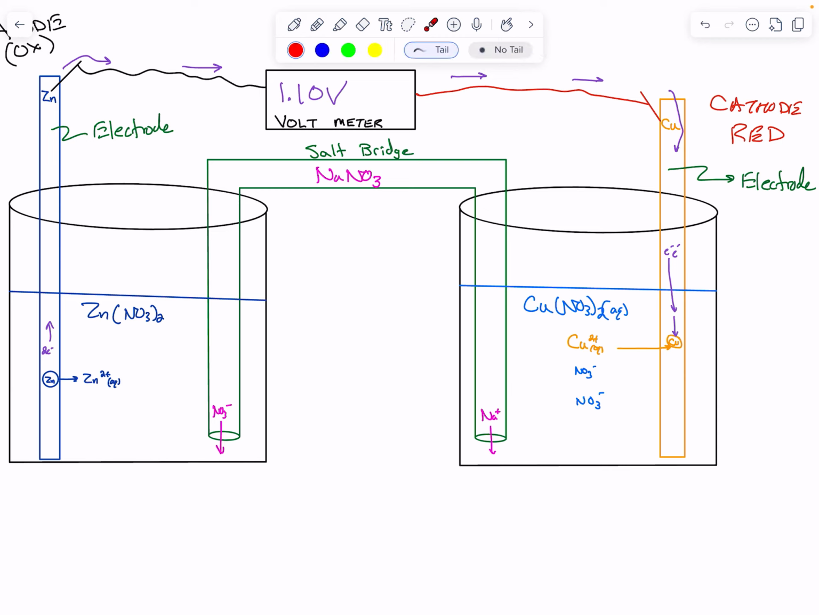So that means the electrons start right here. All right, zinc goes in there, but the electrons start here. They go through and they go to here. The rest is charge, then is balanced with the salt bridge.